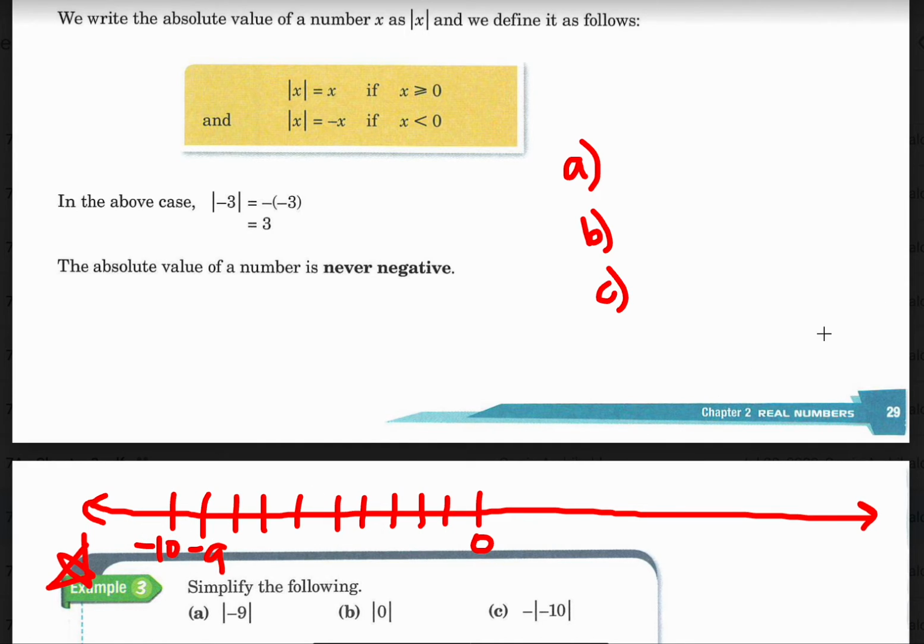Okay, the first one. I need to find the absolute value of negative 9. So here's negative 9. Let me see how many jumps it takes. What's the distance from 0? 1, 2, 3, 4, 5.